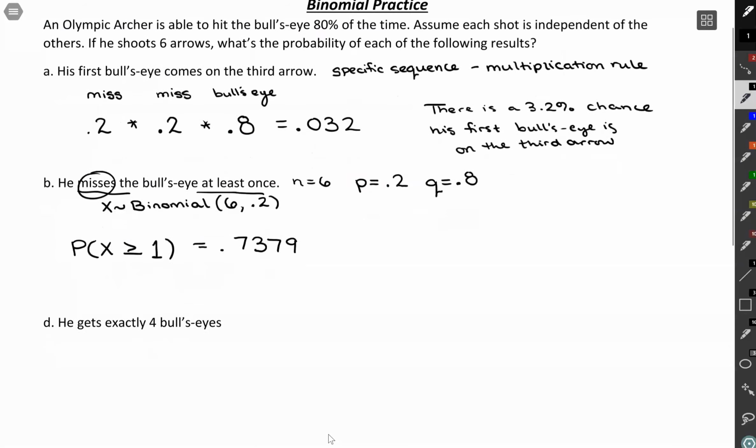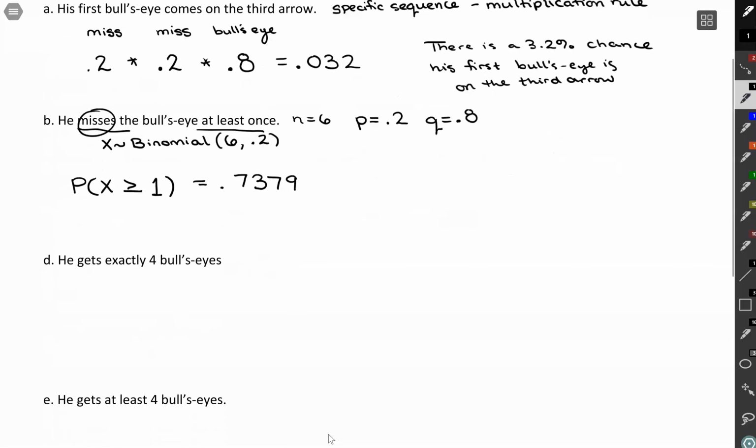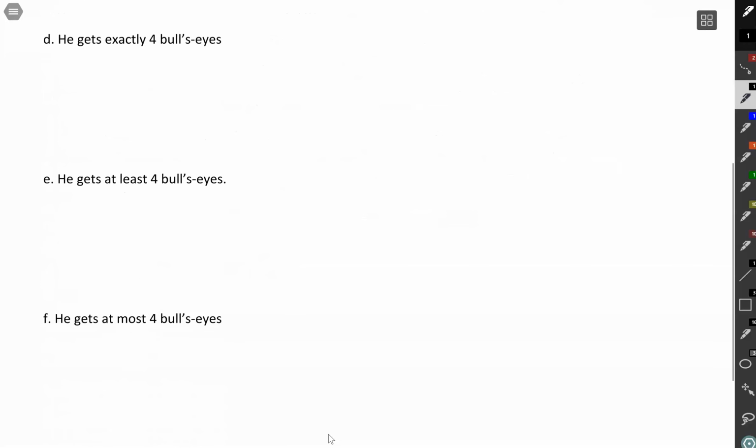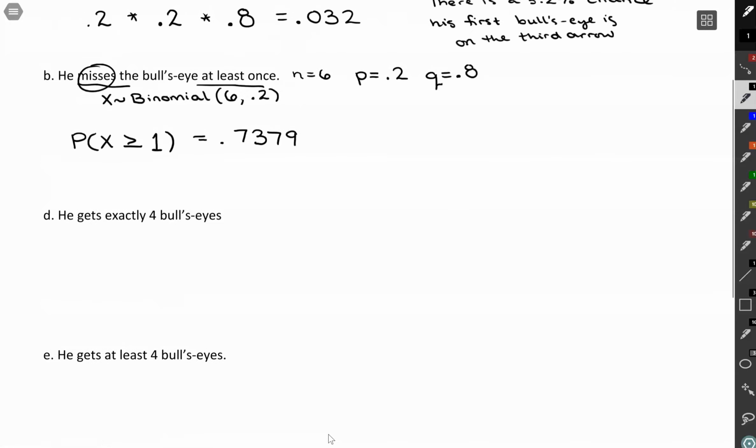All right, this next one is that he gets exactly 4 bullseyes. And in fact, the next of these is him making bullseyes. So this is going to switch around to wording that tends to make more sense here. But the fact that he's getting bullseyes, so there's still 6 trials, but now our probability of success is going to switch to that probability of getting a bullseye. And probability of failure would be missing, just that 0.2. So I'm going to switch over to a binomial model with 6 trials and a 0.8 probability of success.